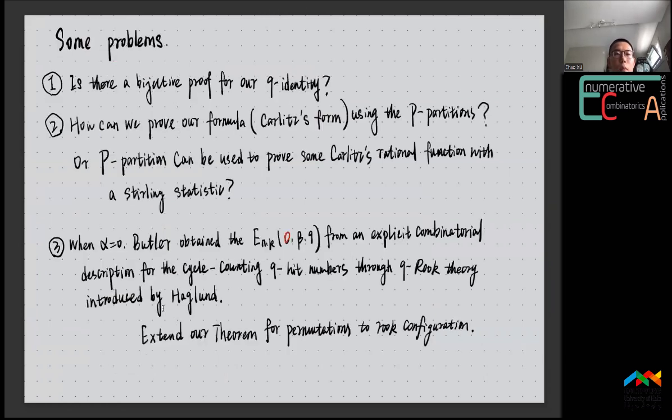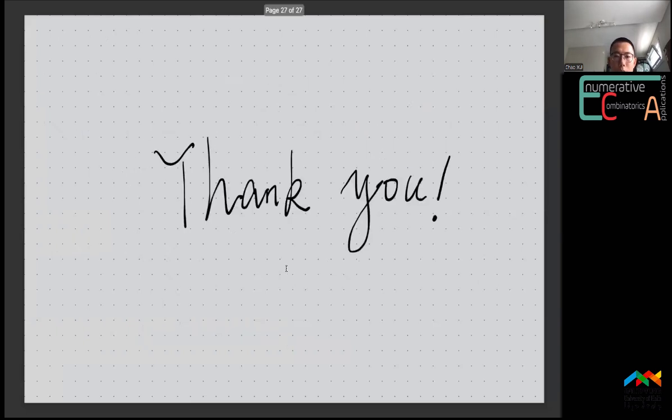We list some open problems. Is there a bijective proof for our q-identities? Second, how can we extend our formula, I mean the Carlitz type, using the P-partition, or can P-partitions be used to prove some of the Carlitz rational functions with the Stirling statistics? And the third one: when alpha equals 0, Butler obtained this polynomial from the cycle-counting q-Hit numbers, the q-log series. Can we extend our theorems for permutations to rook configurations? That's all. Thank you.